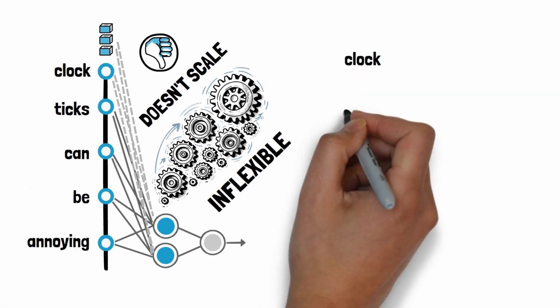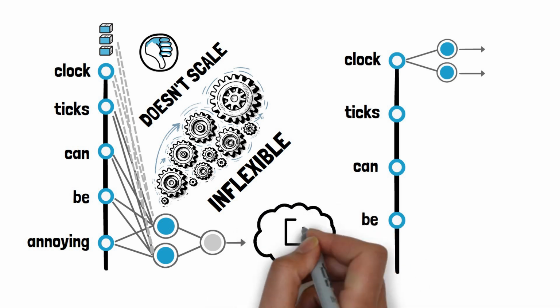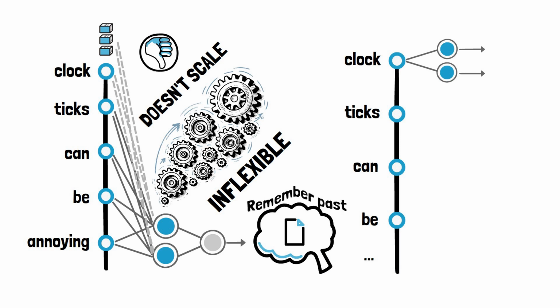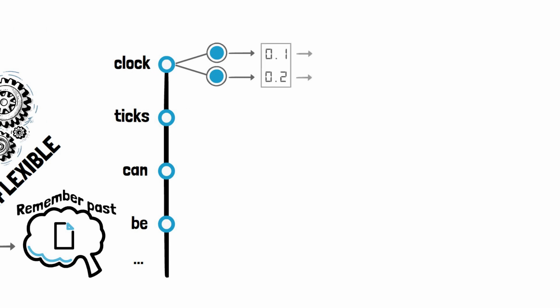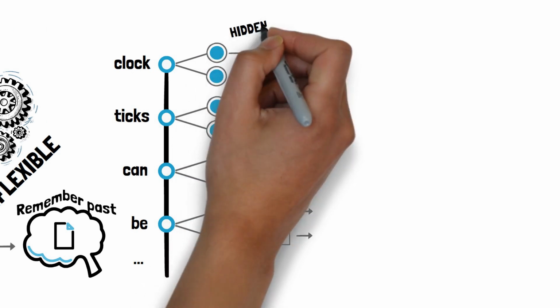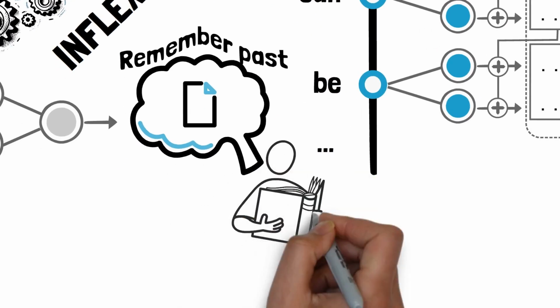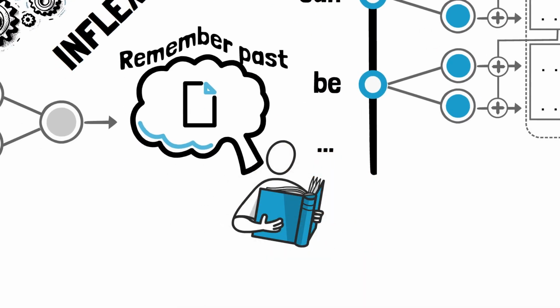But what if, instead of trying to remember every single step explicitly, our model could remember or consider the important parts from the past? This is where recurrence comes in. A recurrent neural network uses the output from the previous step as an input to the current step. This loop allows it to maintain an internal memory of previous steps, called hidden state, without needing to remember all past inputs directly. It's like reading a book and remembering the overall plot, even if you can't remember every single word.